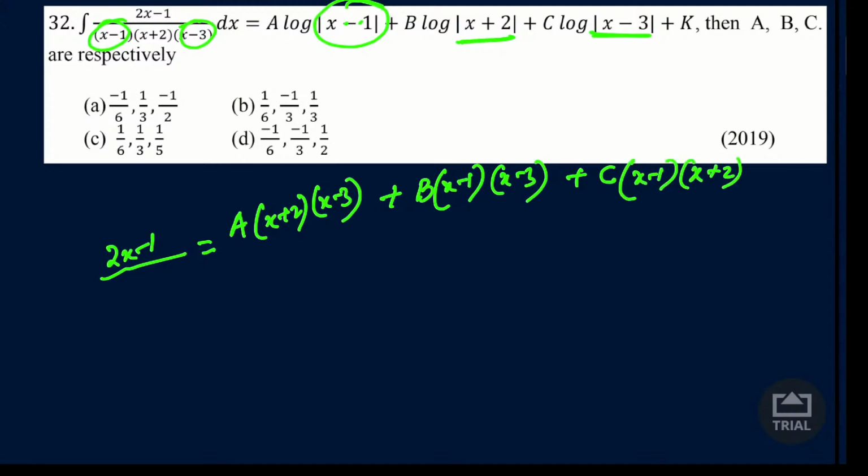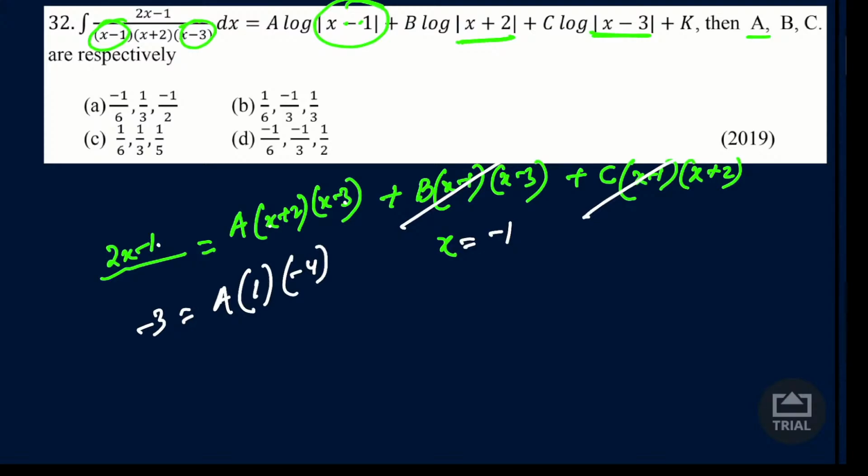Now first, get the value of A. Clear? For getting the value of A, what do you have to put? Put x equal to minus 1. If I put x equal to minus 1, this one vanished, this one vanished. So what will happen? Minus 2 minus 1, minus 3, equal to A into minus 1 plus 2, which is 1 only, and minus 1 minus 3, which is minus 4. Correct? Clear? So what is the value of A we are getting?